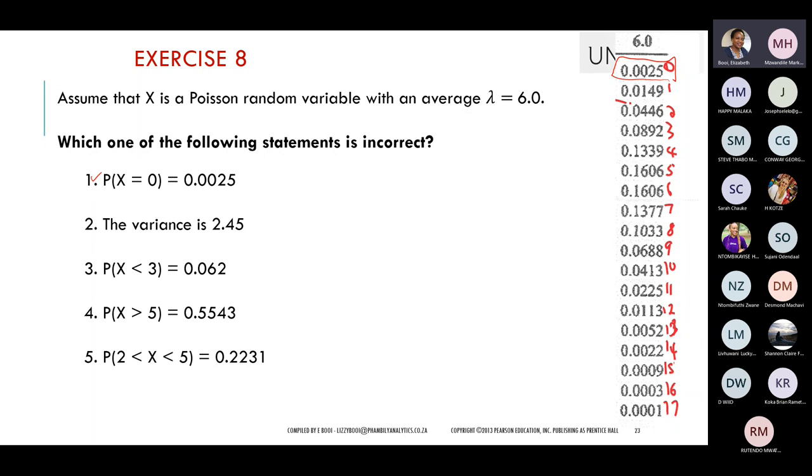The variance, remember, is just the square root. The variance will be the square root of 6. And I think we did calculate this earlier. Is that correct? Did we find it as 2.45, right? Yes, it's correct. Question.